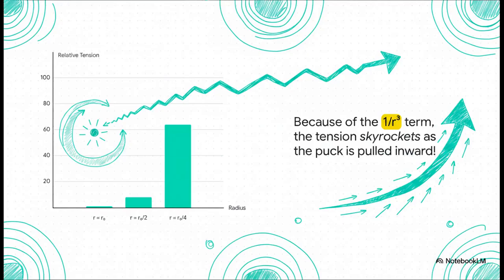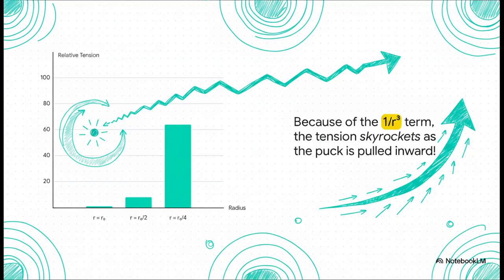So let's go all the way back to that first question I asked you. Does the tension get stronger or weaker? Well, this formula screams the answer at us. Look at that r cubed in the denominator. That means as you pull the puck in and r gets smaller, the tension doesn't just go up, it skyrockets. This chart makes it super clear. If you cut the radius in half, the tension goes up by a factor of 8. If you pull it into a quarter of the original radius, the tension is 64 times stronger.